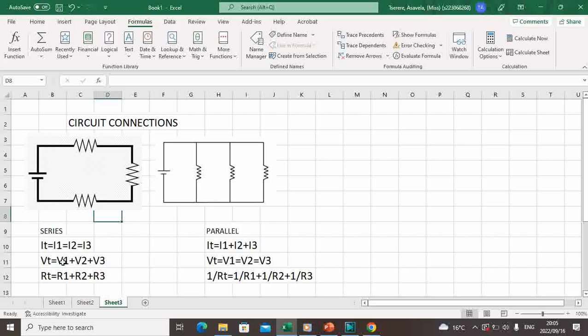And then we have the voltage divider. The voltage will be divided in each resistor. Therefore, our total voltage will be V1 plus V2 plus V3. Lastly, our total resistance can be obtained by adding the resistors.